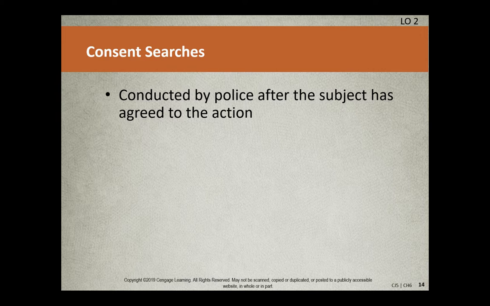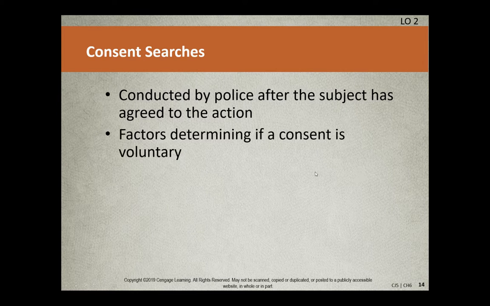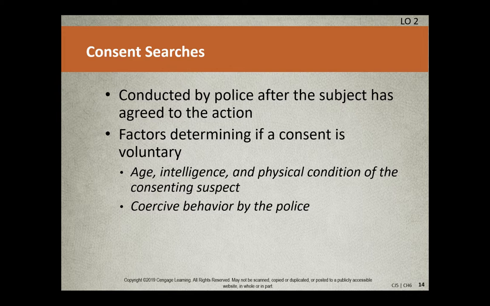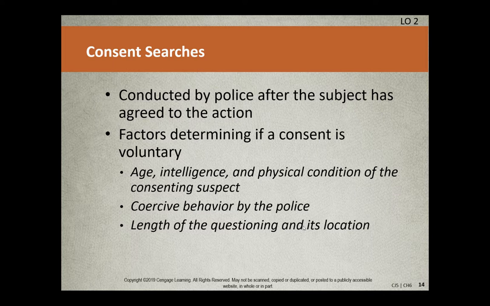All right, so this brings us to another warrantless search, and that would be a consent search. Consent searches are the second most common type of warrantless search, and they take place when individuals voluntarily give law enforcement permission to search their person, home, or belongings. The most relevant factors in determining whether consent is voluntary are as follows: their age, their intelligence level, their physical condition, any coercive behavior by police, such as the language used to request consent, and also the length of questioning and the location, where it was and how long they are being questioned.